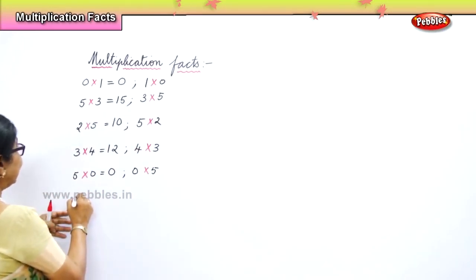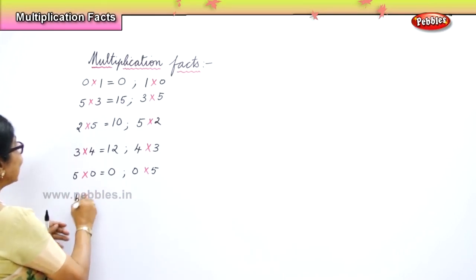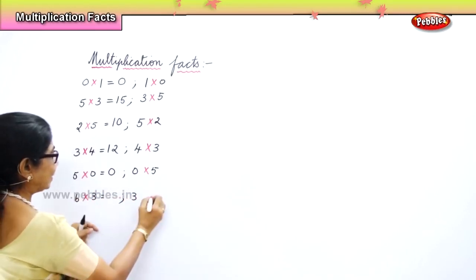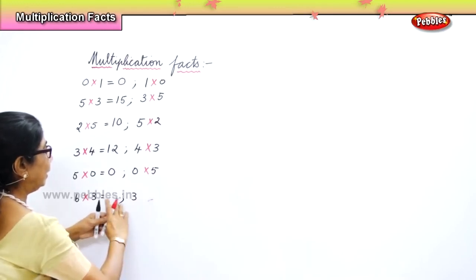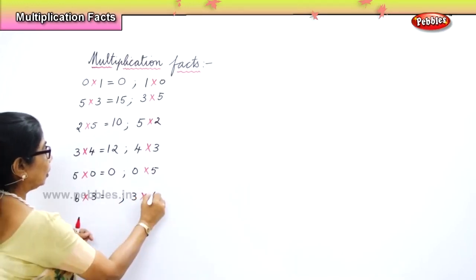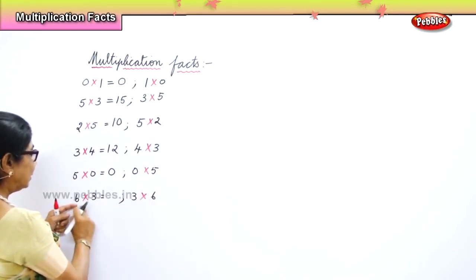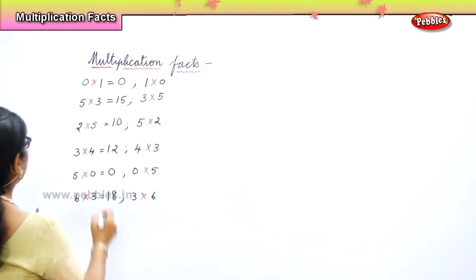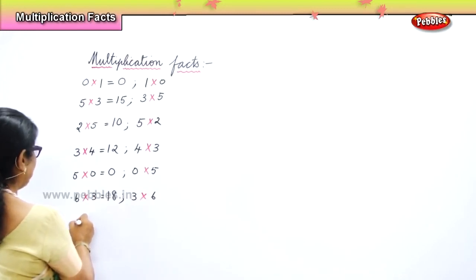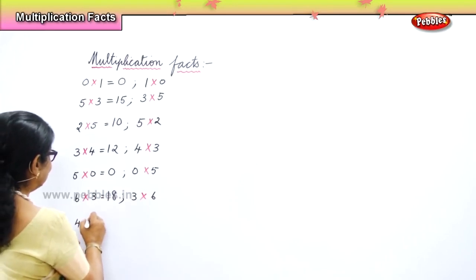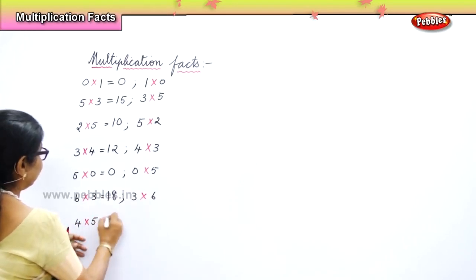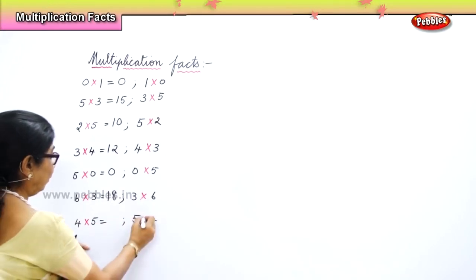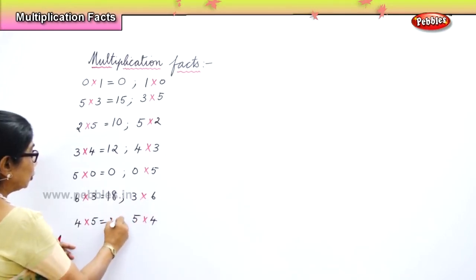Now, let's take 6. What is 6 into 3? It's same as 3 into 6. What is the answer? 6 threes are 18. Alright, now let's take another number. Let's take number 4. What is 4 into 5? That is same as 5 into 4. 5 fours are 20.